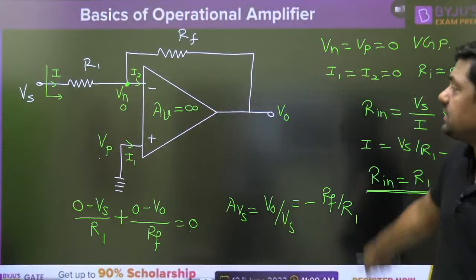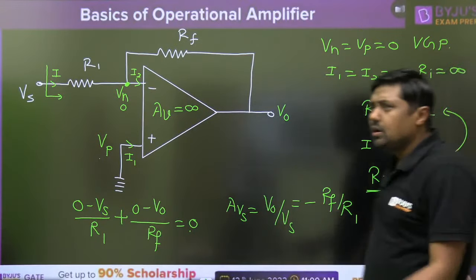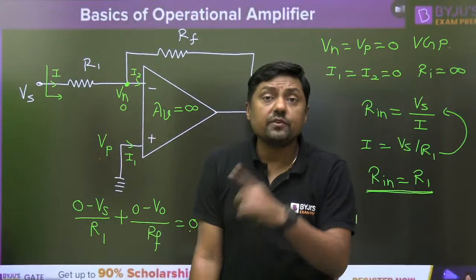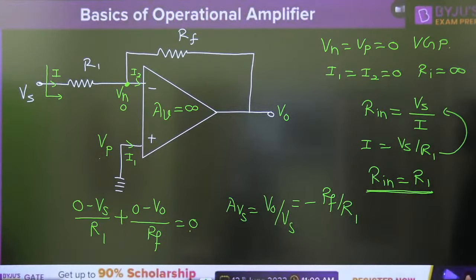Now dear students, ready to solve some questions? Yes, Sapna, your answer is correct. The input resistance is R1 and the gain is what? Minus Rf by R1. Phase shift, what is the phase shift? 180 degrees, because here we are getting the negative sign. Phase shift is equal to 180 degrees.